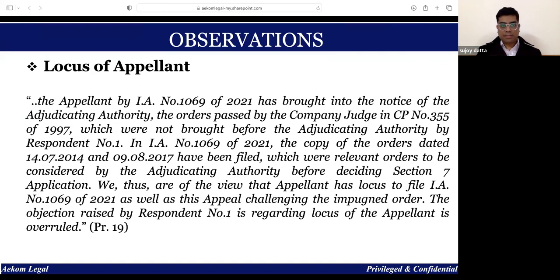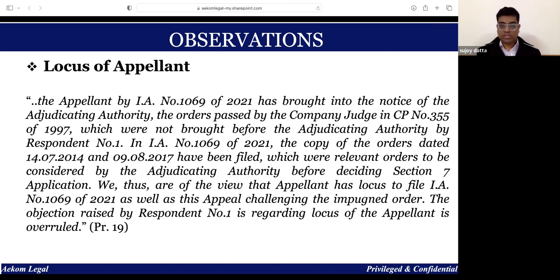the appellant by IA number so and so has brought to the notice of the adjudicating authority the orders passed by the company judge in company petition number 355, which was the winding up petition, which were not brought before the NCLT by the respondent number 1. The copy of the orders dated such and such have been filed, which were relevant orders to be considered by the adjudicating authority before deciding Section 7.